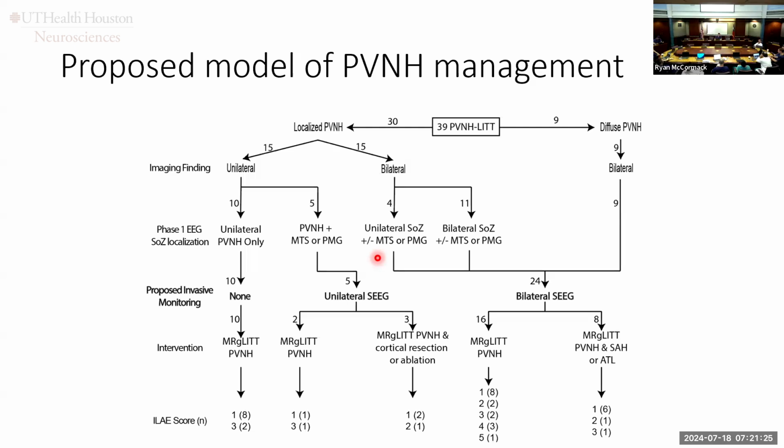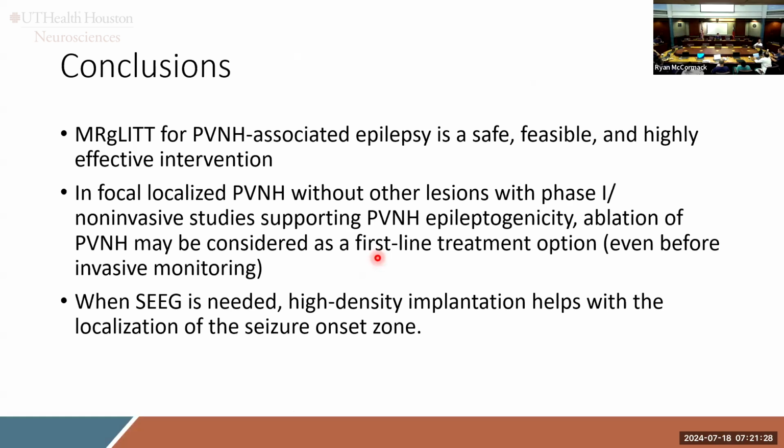Yeah, exactly. So overall, this is a safe, feasible, and highly effective intervention in focal localized PVNH without other lesions, with the phase 1 or non-invasive studies supporting this. Ablation should be considered as a first-line treatment option, even before invasive monitoring. As our conversation earlier was, this could probably be expanded even more, but this is certainly a discussion in the epilepsy conferences. And when SEEG is needed, you really need high density implantation to help with the localization of the actual seizure onset zone of the PVNH.